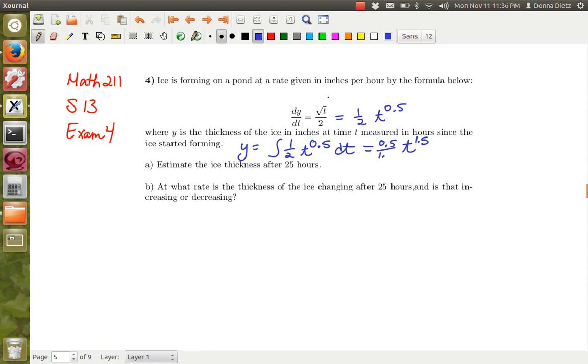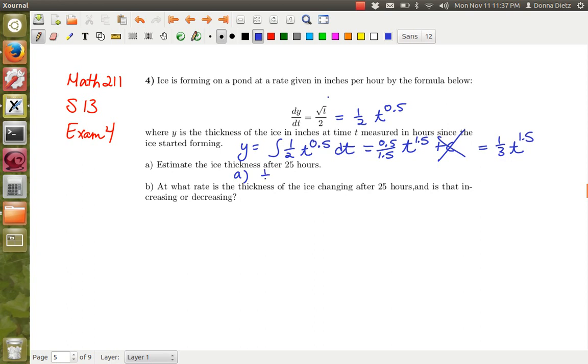so it's going to be 0.5 over 1.5, whatever that turns out to be, plus c, but the c is going to be 0 because at time 0 there's no ice, right? Okay, so it's just 1/3 t to the 1.5, that's fine. Okay, so A is just, you put 25 in there.